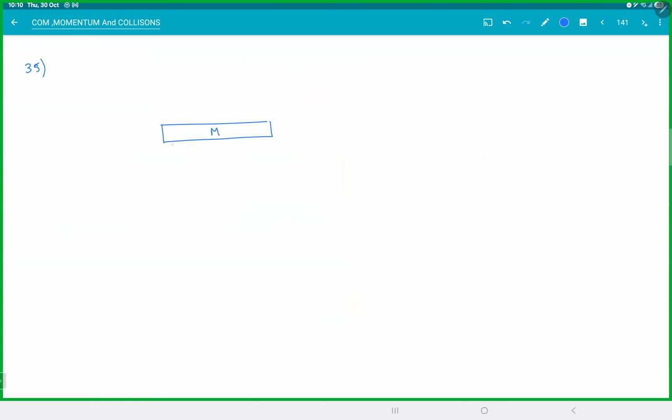Let's say we have a plank of mass m. We have a person here of mass small m. Man of mass m jumps with speed u relative to the platform. This word is important, right?